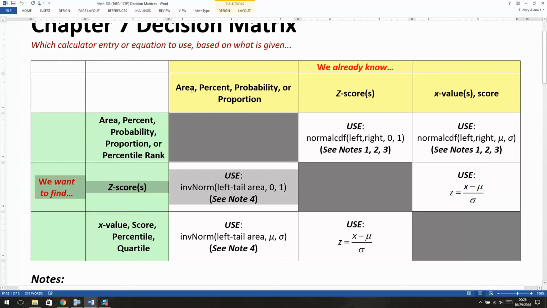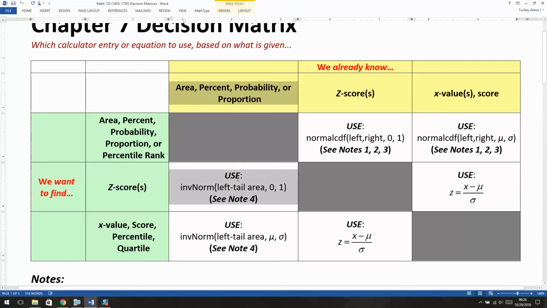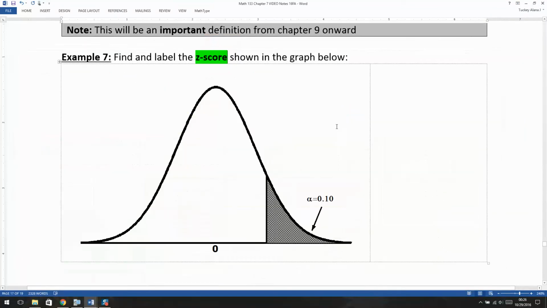If I'm given an area, then I'm going to use inverse norm. If I'm given x values and a score, I'd use the old school stuff from chapter 3. Well, I'm given an area. They gave me an area of 0.10. So I'm going to use this part, inverse norm, left tail area, 0, 1, and so on. Okay, so I know that I'm going to use inverse norm, and now it's just a question of how.